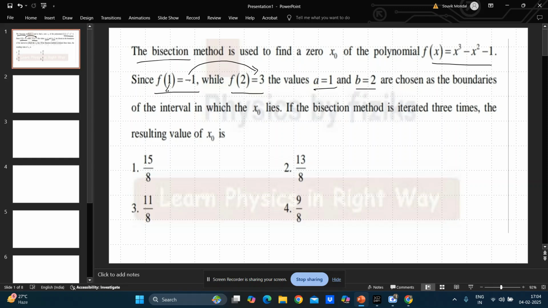So a is equal to 1 and b is equal to 2 are chosen as the boundaries of the interval in which x0 lies. These are the boundary values they already mentioned in the question. So in between these two values, the root of this polynomial equation lies. Now, if the bisection method is iterated 3 times, then what is the resulting value of x0? So you have to do this iteration process 3 times.